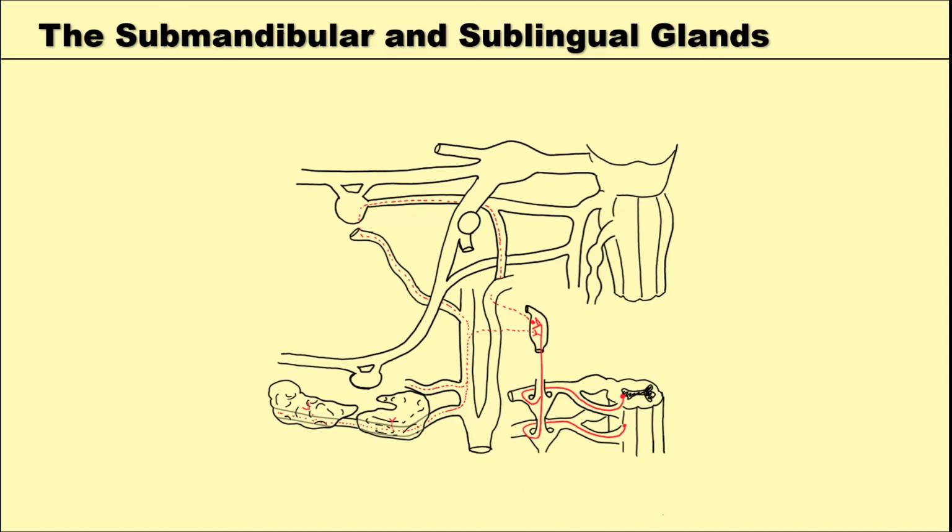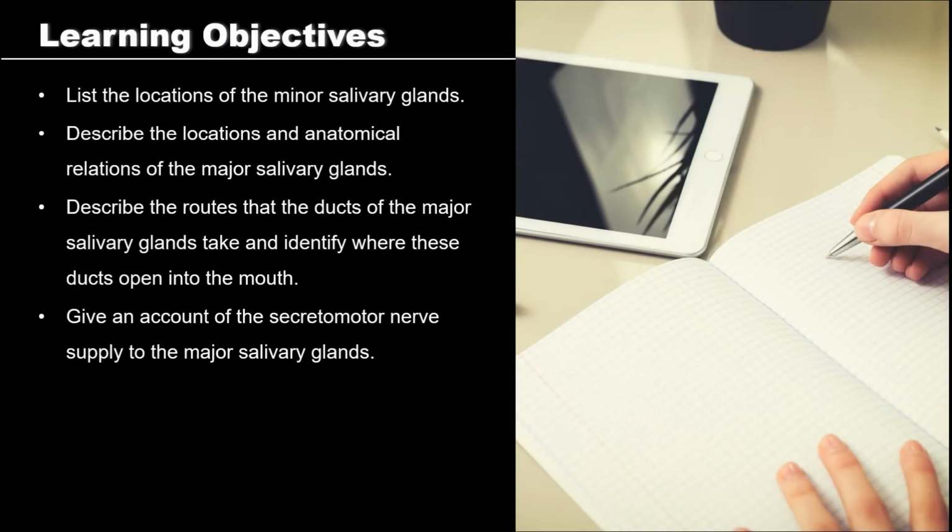Let's have a look at the learning objectives that we have covered today. So we can now list the locations of the minor salivary glands. We can describe the locations of the anatomical relations of the major salivary glands. We can describe the routes of the ducts of the major salivary glands and identify where these ducts open into the mouth. We can also give an account of the secretomotor nerve supply to the salivary glands.